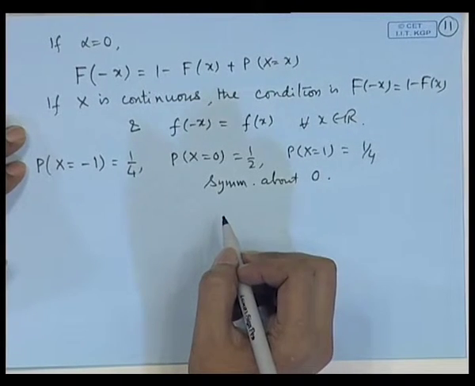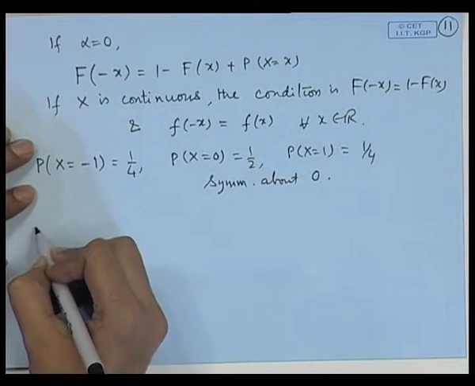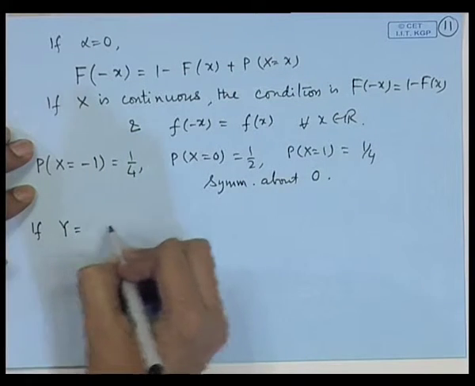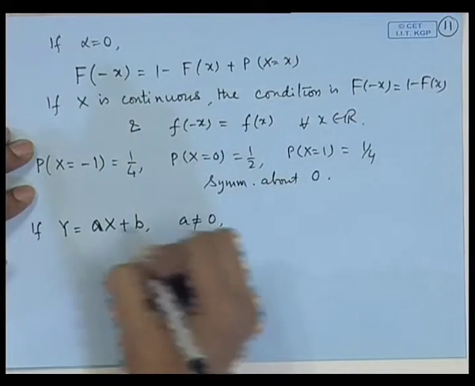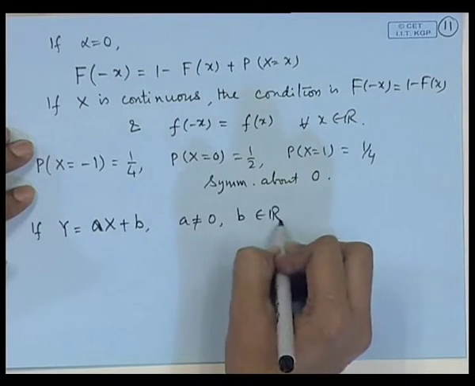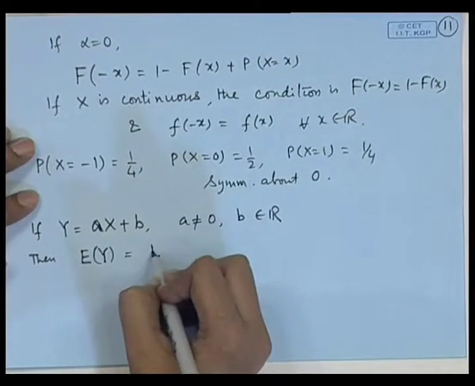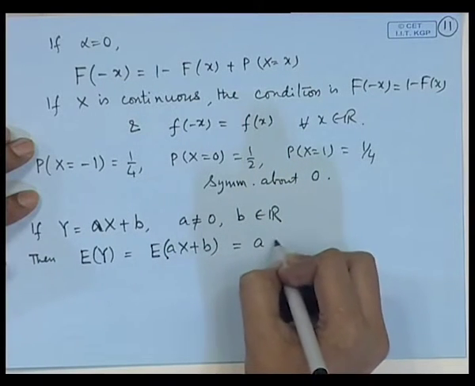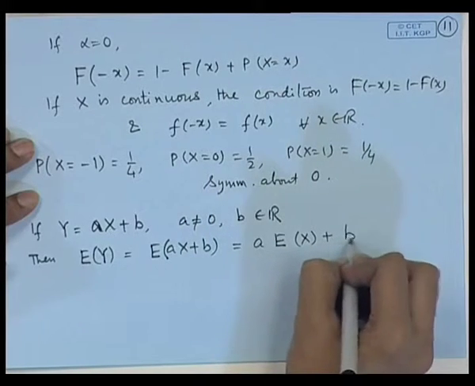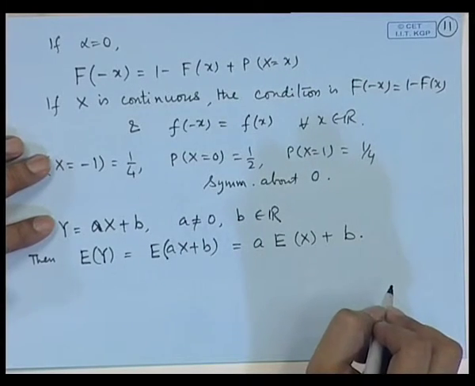We notice here some properties about the expectation function. For example, if I define y is equal to a x plus b, where a is any non-zero real number and b is any real number, then if we consider expectation of y, it is expectation of a x plus b. It will become equal to a times expectation of x plus b.